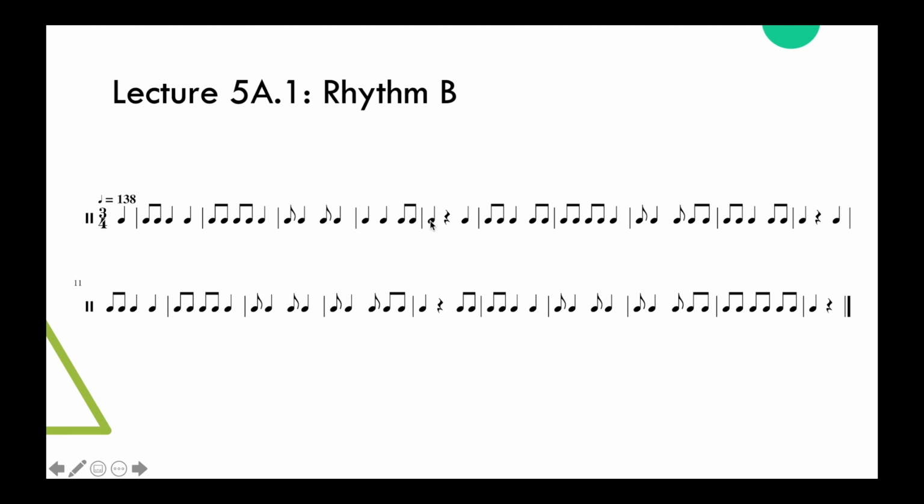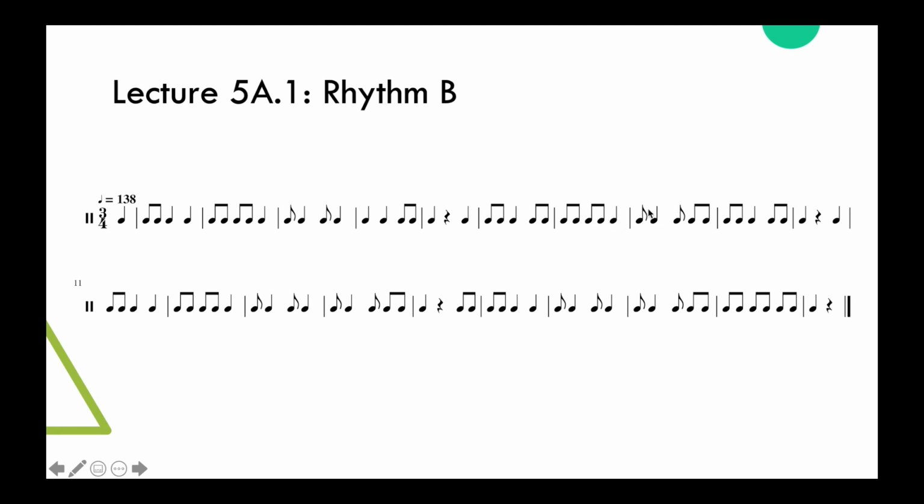Here my first two beats is a quarter plus a quarter rest, and then my third beat is a quarter note. Now I have 2 eighth notes plus a quarter note, and then 2 more eighth notes. Here my first two beats are 2 eighth notes plus 2 eighth notes, and I have a quarter note.